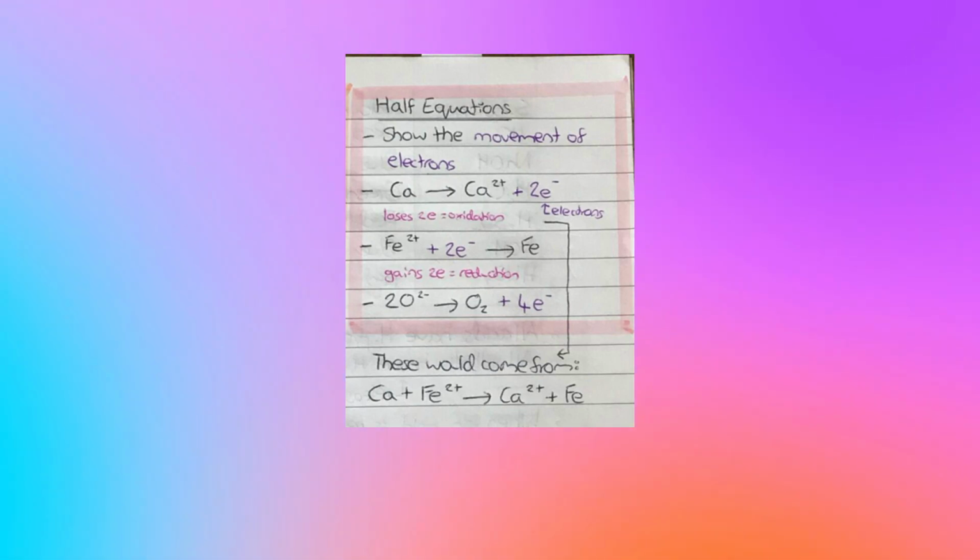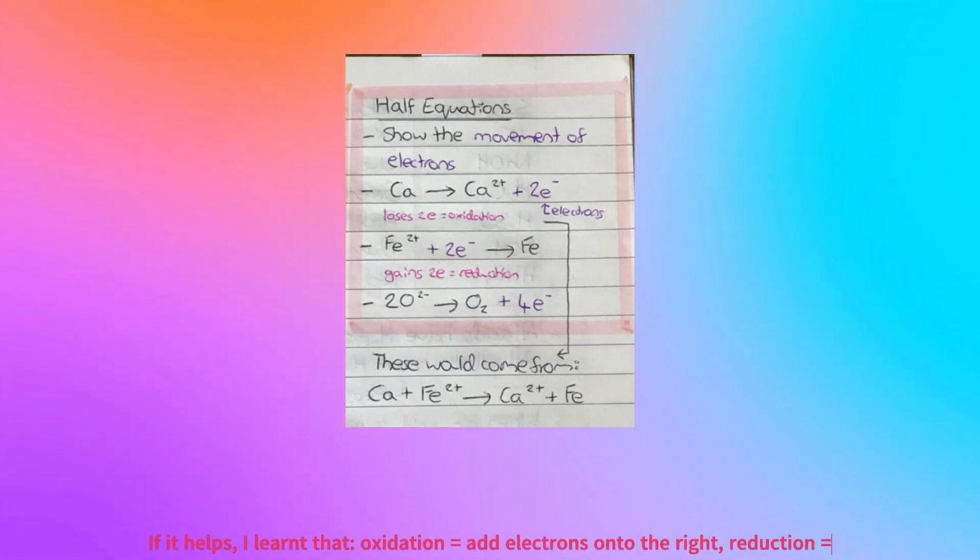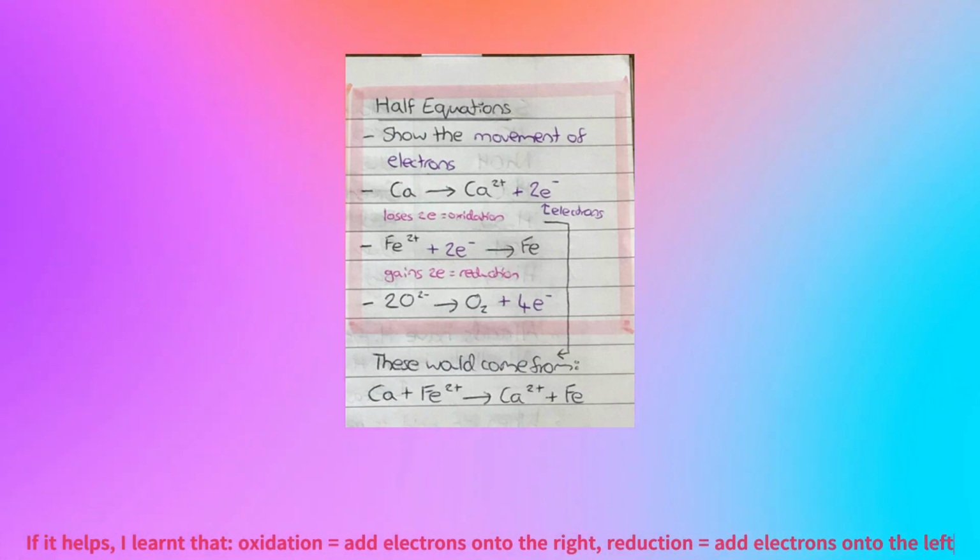The reduction is a little easier, so iron Fe2+ makes Fe. Now we need to balance out those charges. We've got 2 more protons than electrons on the left hand side, so we need to add 2 electrons, so we are gaining electrons, so that is reduction.